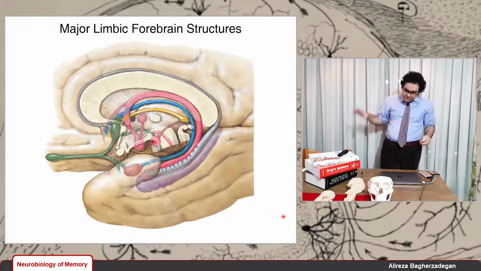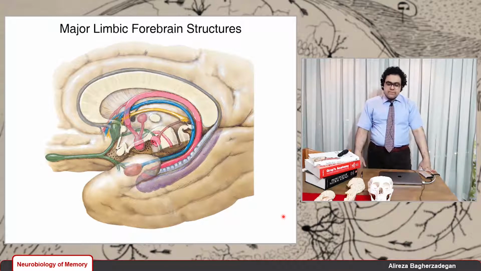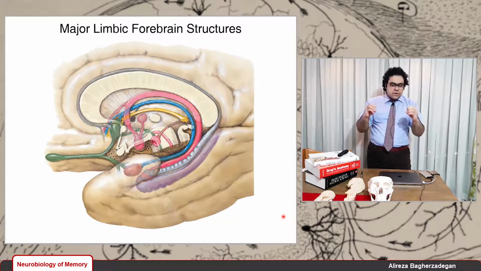So the limbic system is a very complicated system, like any other system in the brain, which is associated with learning and memory, because the hippocampus and its associated structures are part of the limbic system.